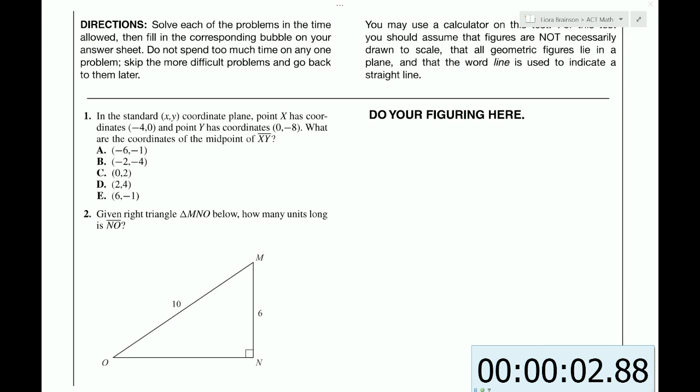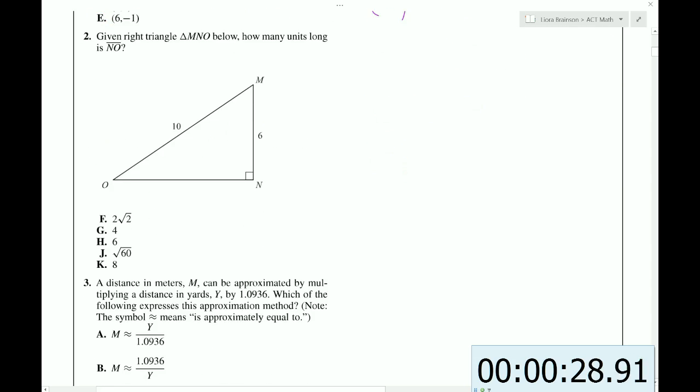In the standard xy coordinate plane, point x has coordinates -4, 0, and y has coordinates 0, -8. What are the coordinates of the midpoint? So the midpoint is simply the average of the x's and the average of the y's. Okay, so we have to take the average of -4 with 0. So -4 combined with 0 divided by 2 is equal to -2. That's the x coordinate, and so we must be at choice B.